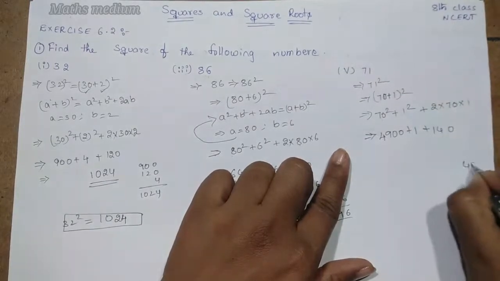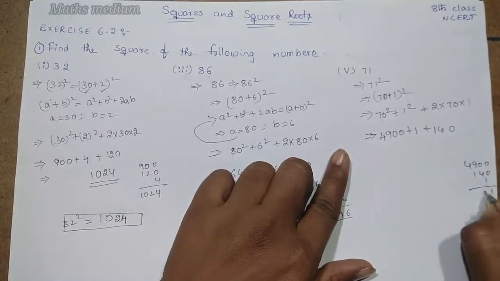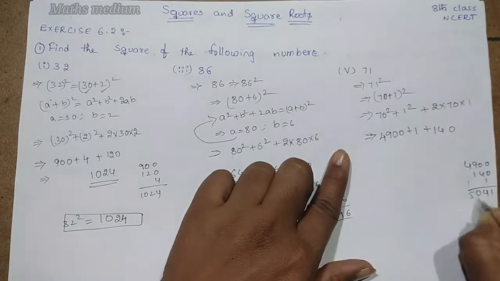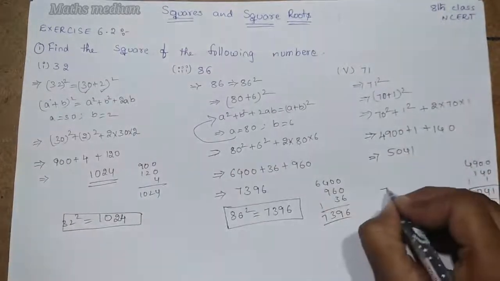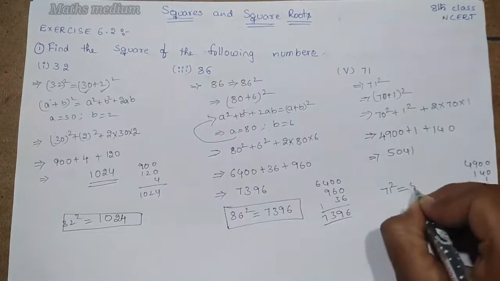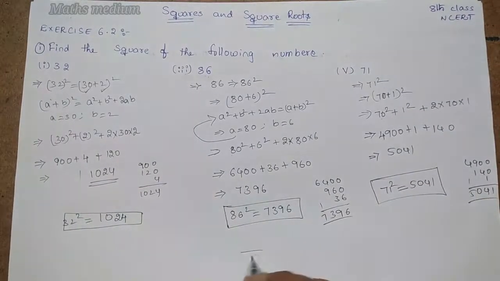Now by adding 4900, 1, 140: 1, 4, 10, 5. 5041 is the square of 71. So 71 square is equal to 5041 is the answer for this question. This is about squaring a given number.